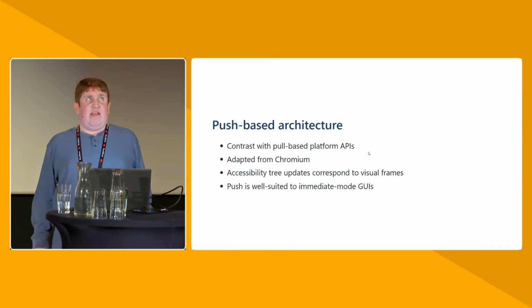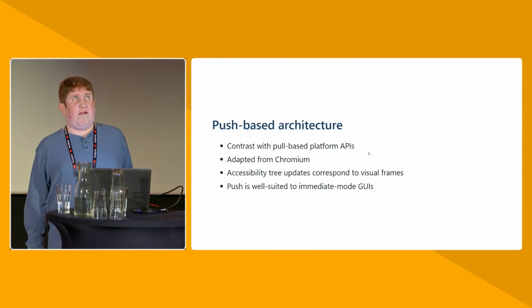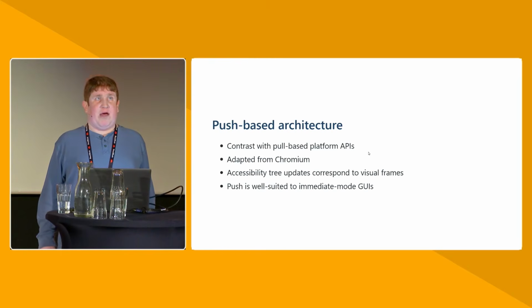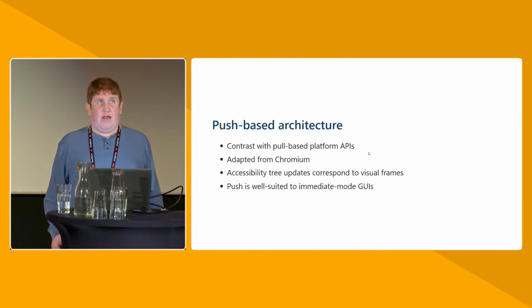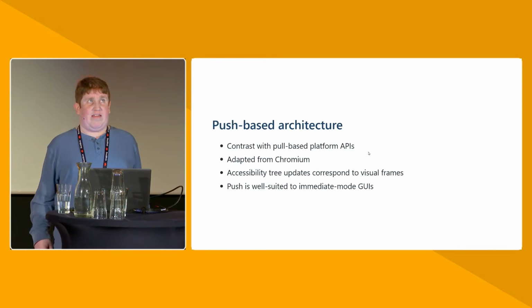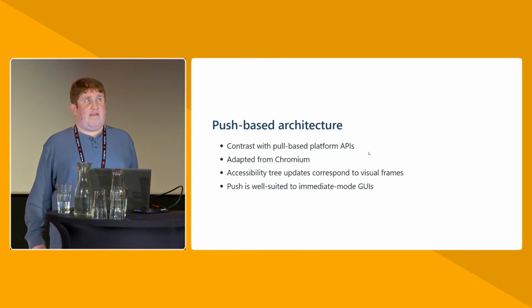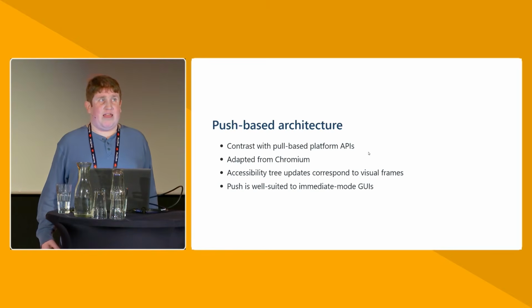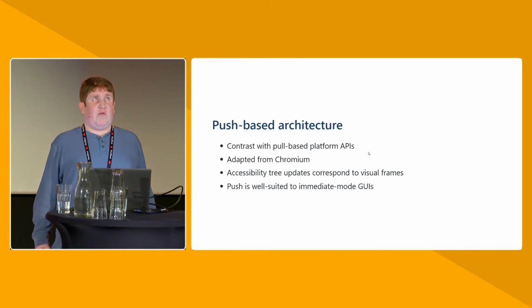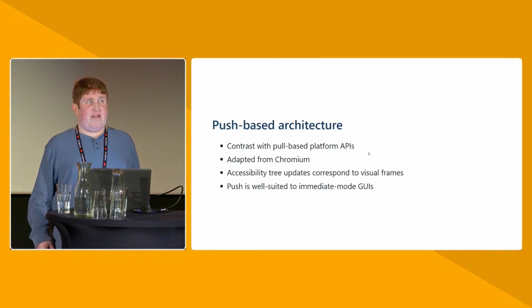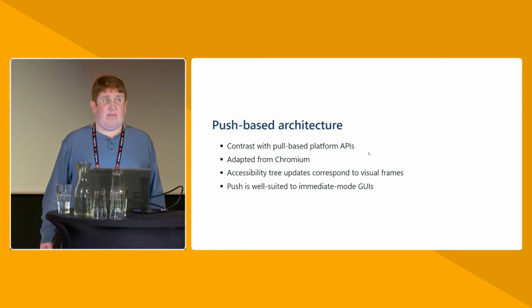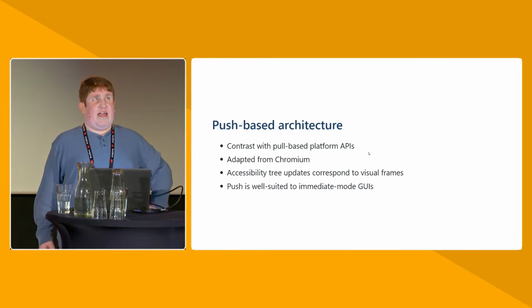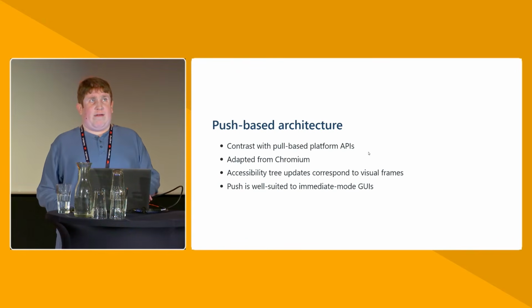This also means that this model works quite well for immediate mode toolkits, such as the popular egui toolkit, which in fact was the first toolkit to get a full-featured accessibility implementation using AccessKit. And in particular, since immediate mode toolkits tend not to maintain a lot of state between frames, the toolkit can just push a tree update at the same time that it's drawing a frame. And in fact, the toolkit can push a full tree update every time, and AccessKit will do a diff between that and the existing tree to figure out what changed and which platform events need to be fired.